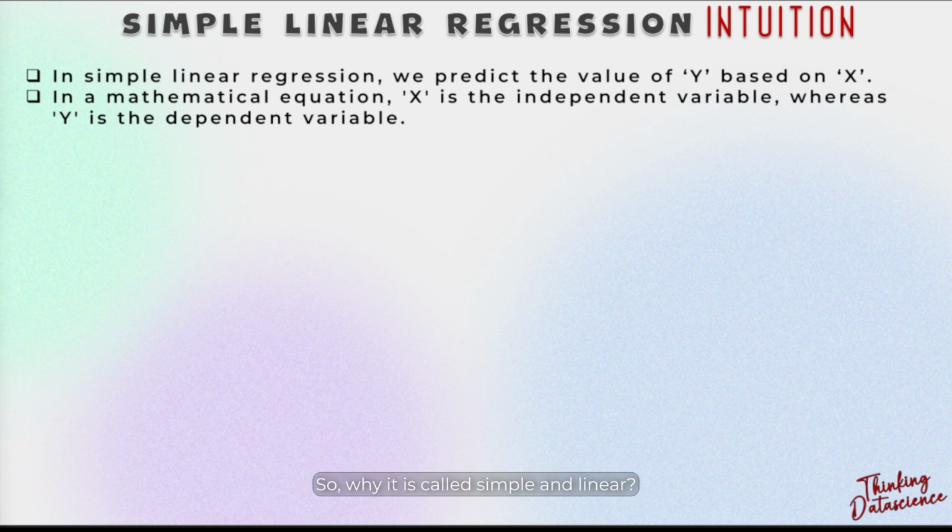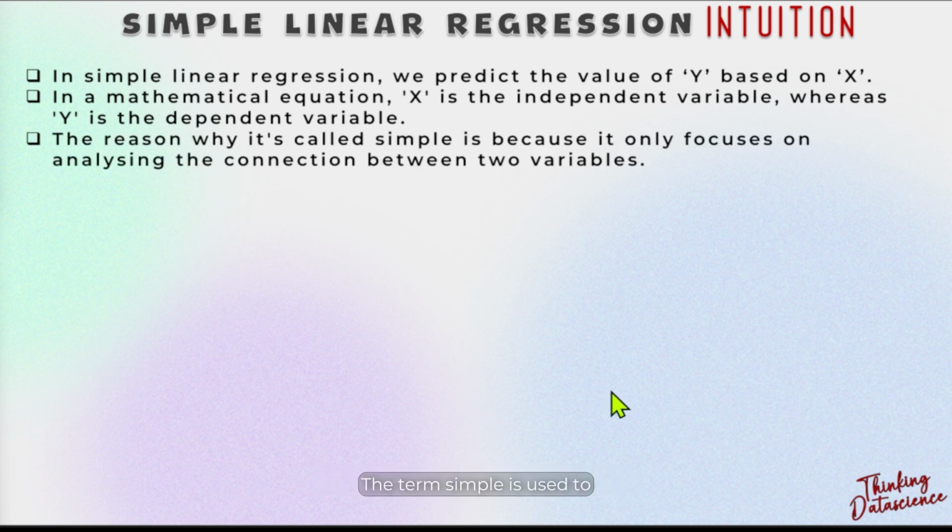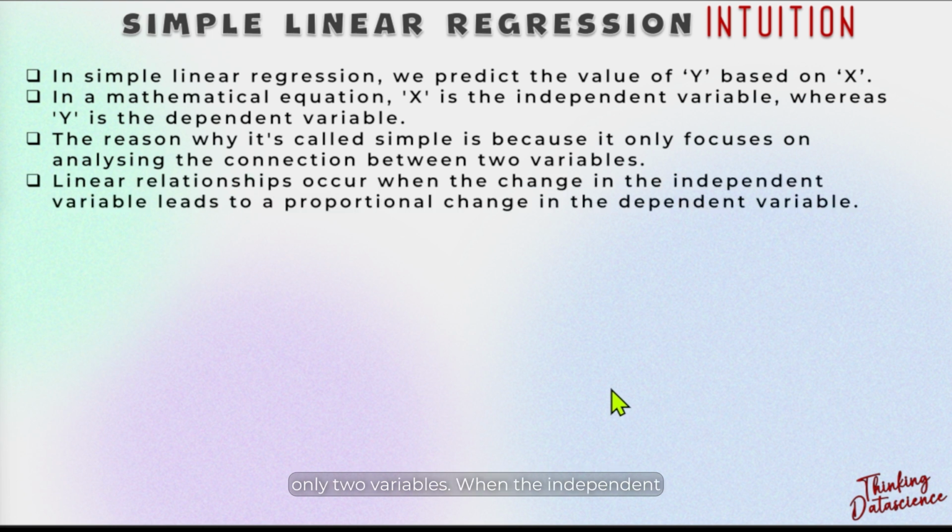So why is it called simple and linear? The term simple is used because we analyze the correlation between only two variables. When the independent variable increases or decreases, the dependent variable changes in a linear fashion.